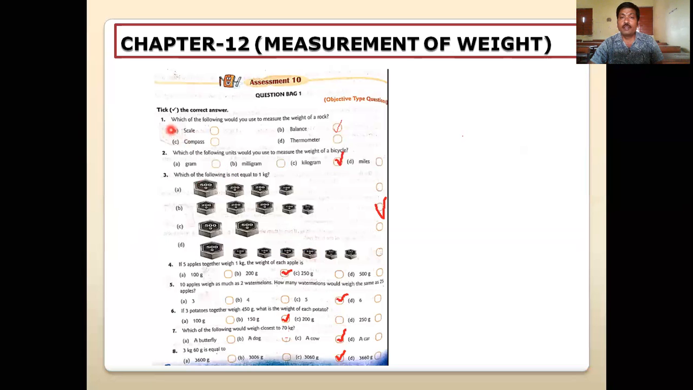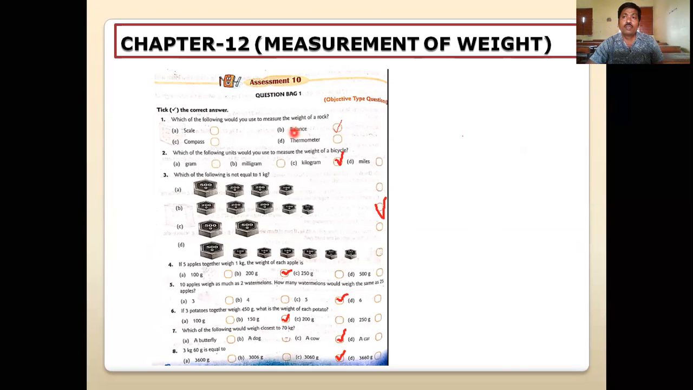Now, the first question: Which of the following would you use to measure the weight of the rock? Scale, no. Compass, no. Balance, yes. Thermometer, no. Scale is used to measure length. Compass is used to measure and construct angles. The thermometer is used to measure temperature. But a balance is used to measure weight. So the answer will be balance.